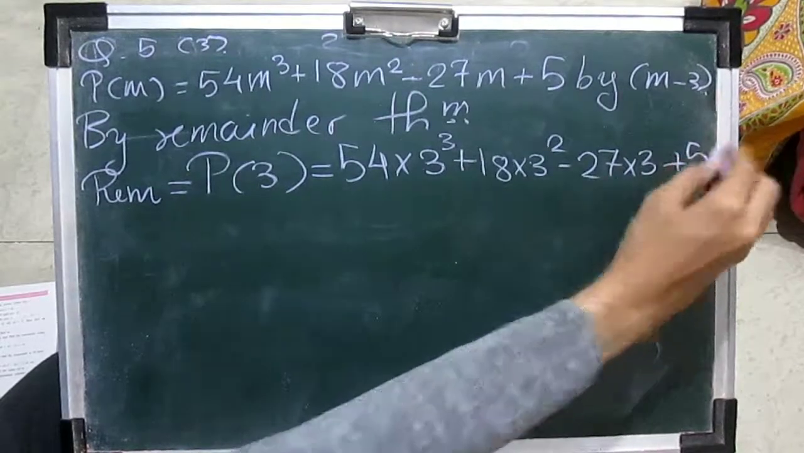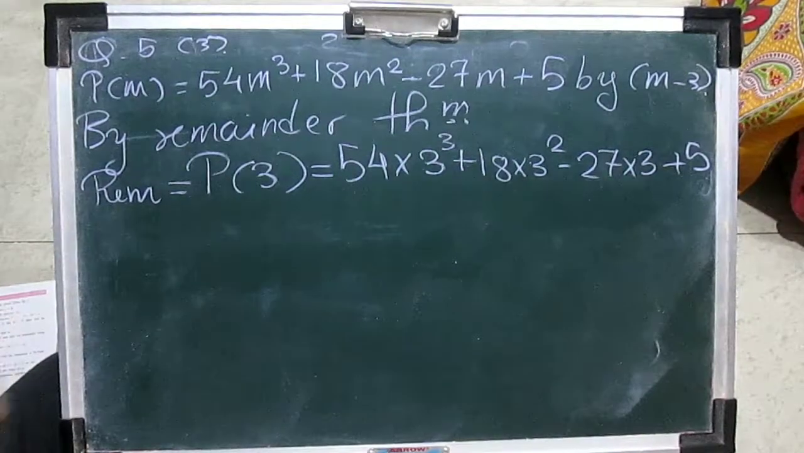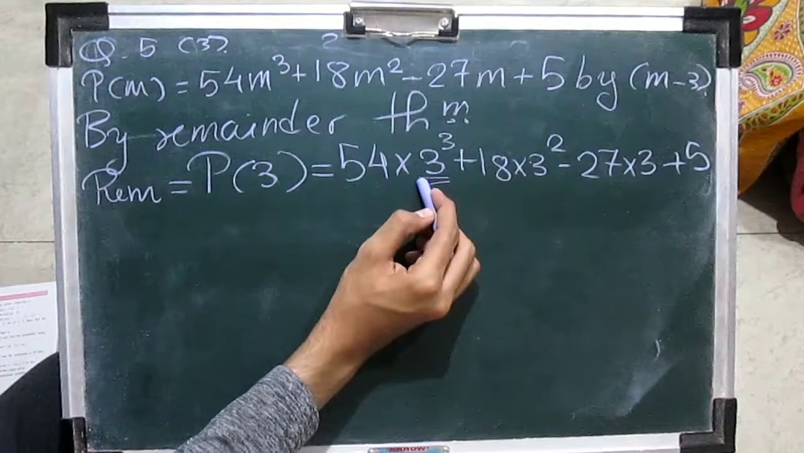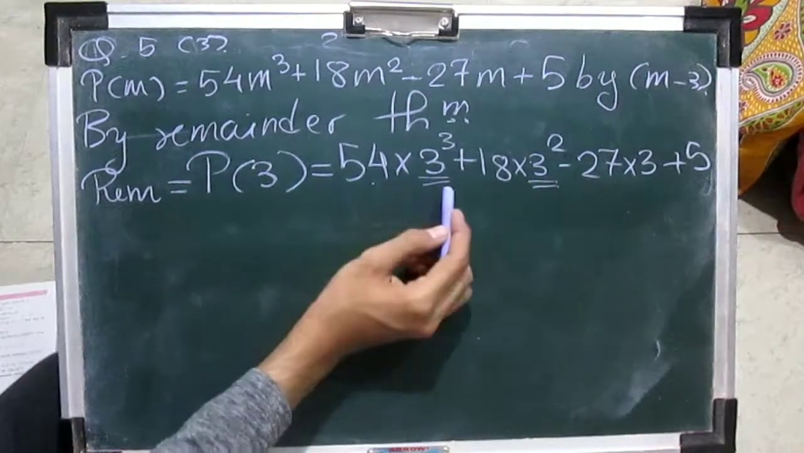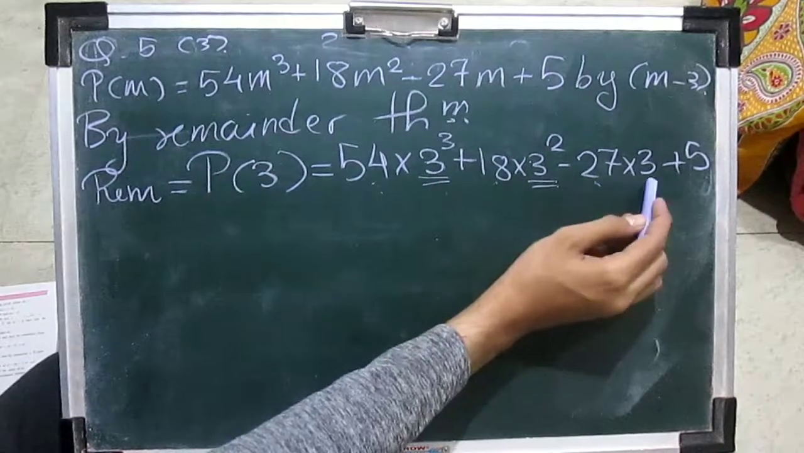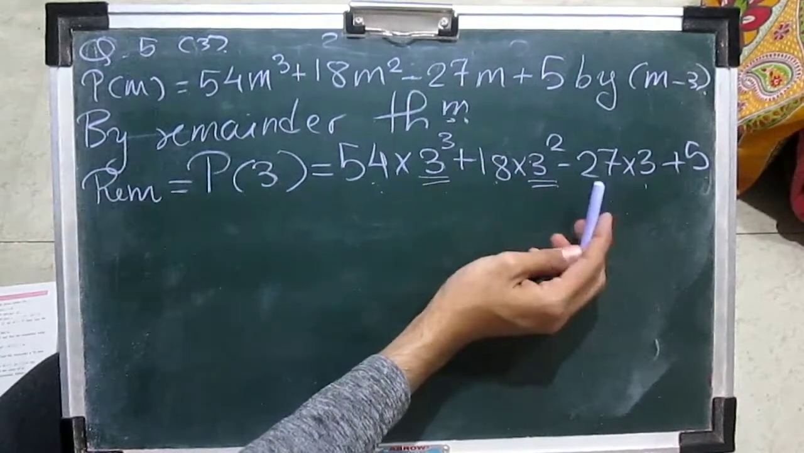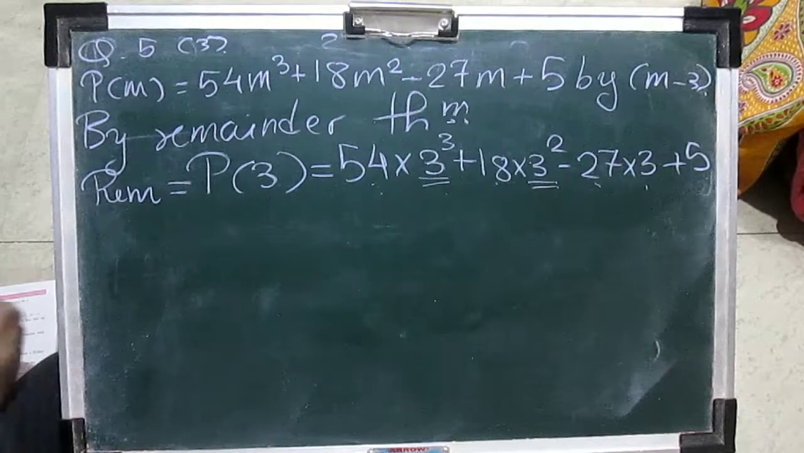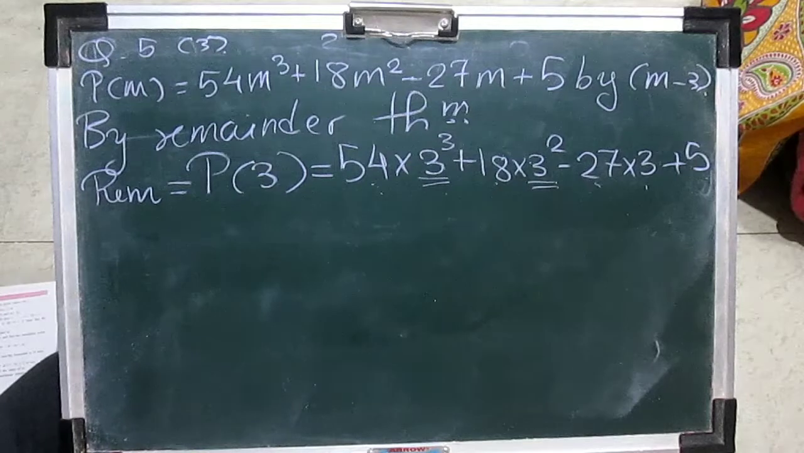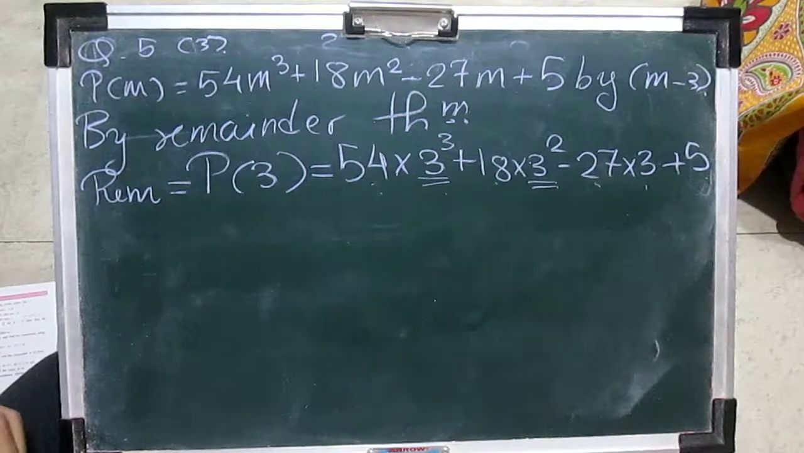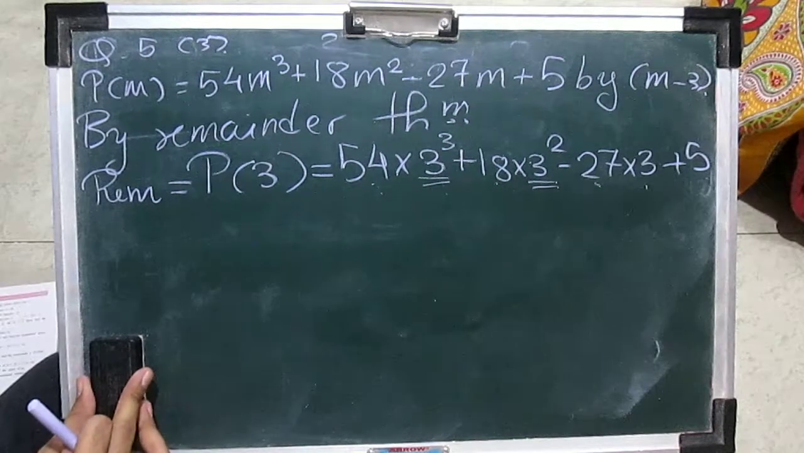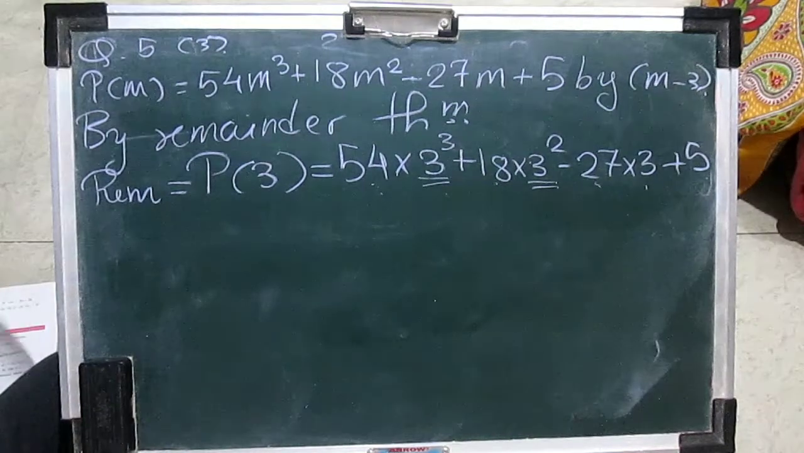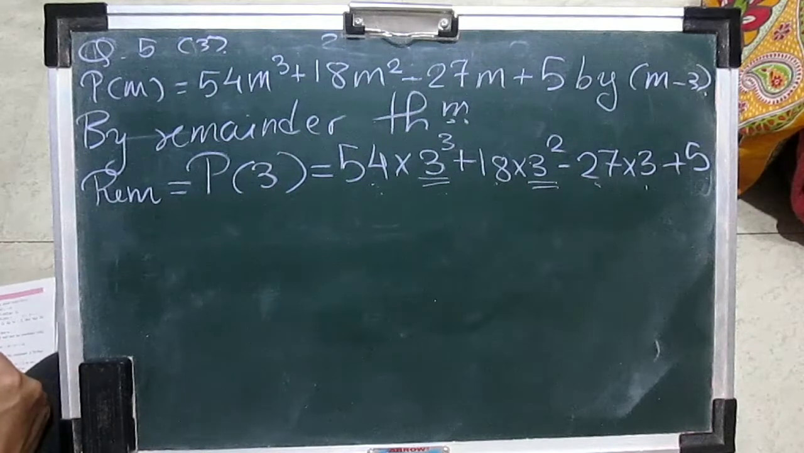Okay, so I feel this can be done. You are supposed to find the cube. 3 cube is 27, and 3 square is 9. Then you have to multiply, then you are supposed to add the things. So it is just a calculation that I feel you can do. So the simple idea was clear: whenever they ask you to find the remainder, you are supposed to use the remainder theorem. Remainder is nothing but the value of the polynomial at the point. Which point? If they have given x plus a, it is at minus a. Okay, let's do some other question.